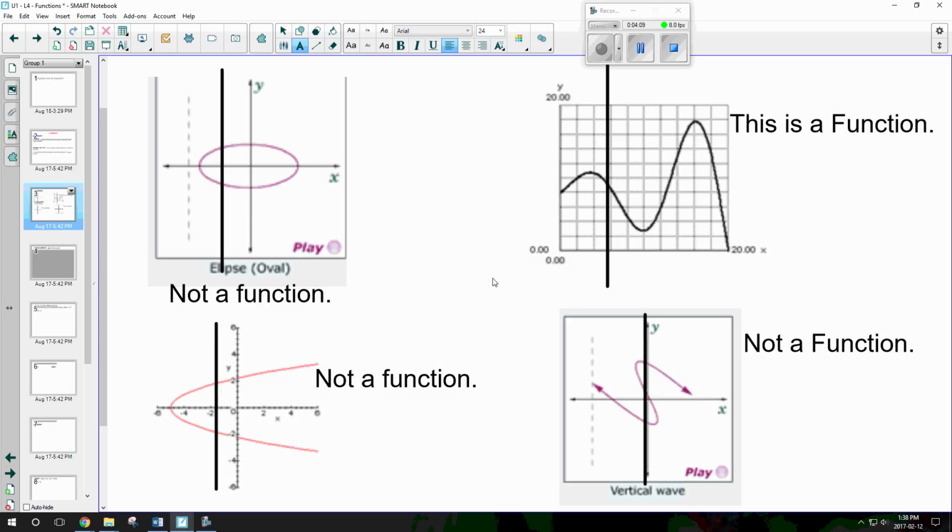Again, at this point in time, if people need more time to write this in their notes, please pause the video.